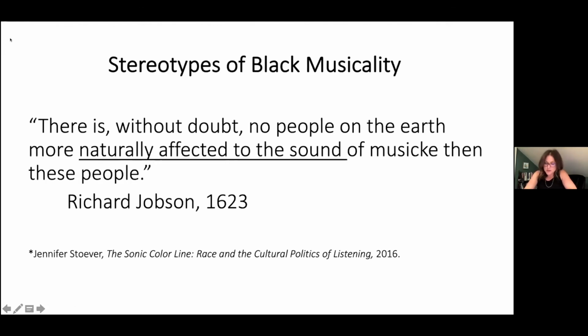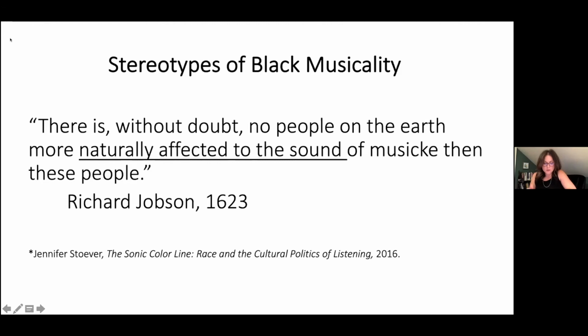European misperceptions and criticisms of African music eventually harden into sonic racism and stereotypes. For instance, many people came to believe that African people were naturally gifted in music. And by the end of the 18th century, references to Black musicality are all over the place. And if we look back to Richard Jobson's earlier descriptions and think about the sound qualities and musical practices that he and other travelers documented, I think it can help illuminate the origins of this stereotype and the sort of encounters that it grew out of.